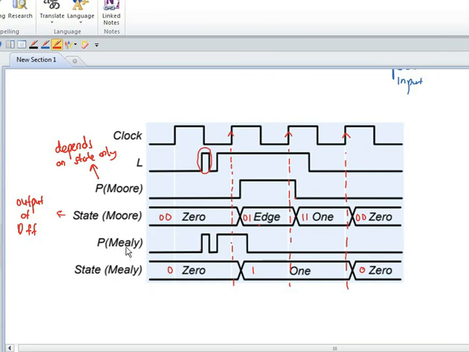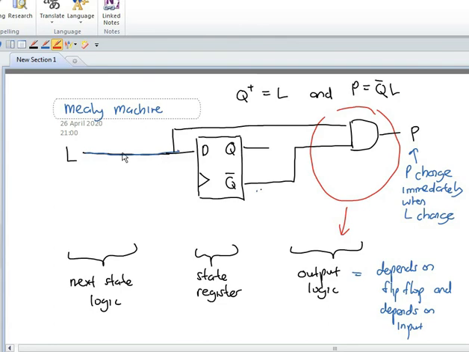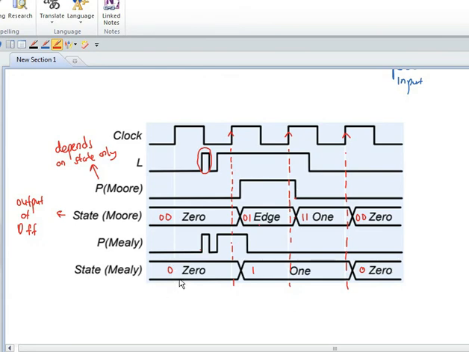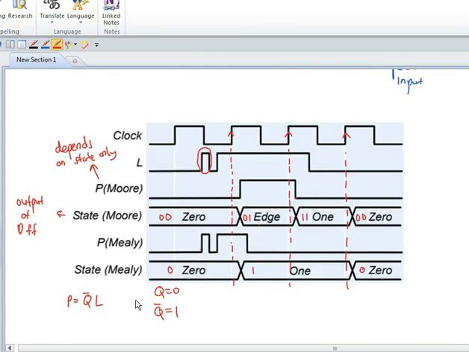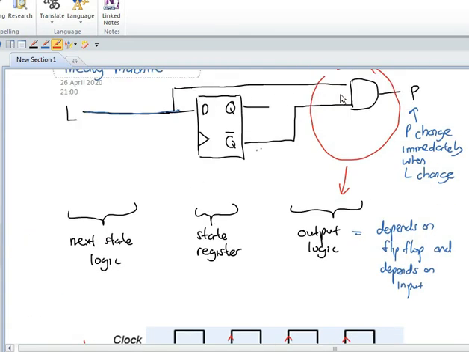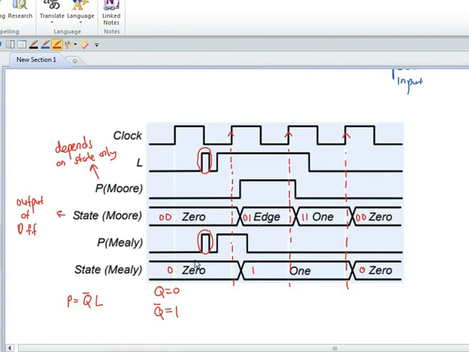Now look at your Mealy machine. Your Mealy machine is different. Remember, a Mealy machine has a direct connection from L to the P straight away. So let's say you are in state 0. While you are in state 0, your Q is equal to 0, but your Q bar is equal to 1. And remember, your P equals Q bar L. If your L goes to 1, because of this direct connection right here, your P will change to 1 immediately.